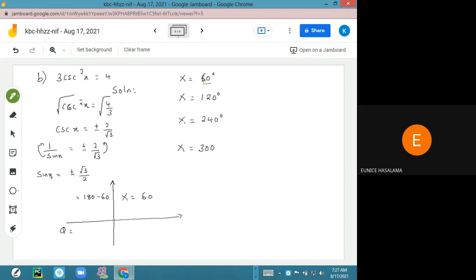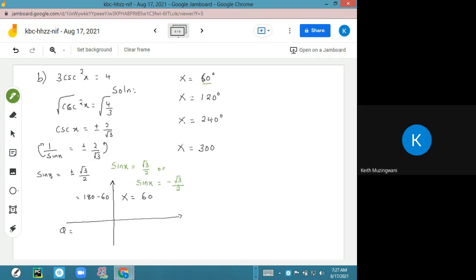So you only have to find for the 4 quadrants. That's what's important. We have found for the 4 quadrants because the question has sin x equal to root 3 over 2, or sin x equal to negative root 3 over 2. For the positive, we know sine is positive in 2 quadrants. For the negative, sine is negative in 2 quadrants. That's why we have 4 solutions.